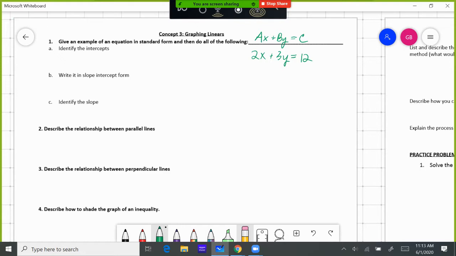To identify the intercepts, you have to set one of the variables equal to 0. So for example, for the y-intercept, you're going to allow x to equal 0. If I substitute it into the equation that I provided, then you're left with 3y is equal to 12. If I divide both sides by 3, y is equal to 4. So the y-intercept would be (0, 4).